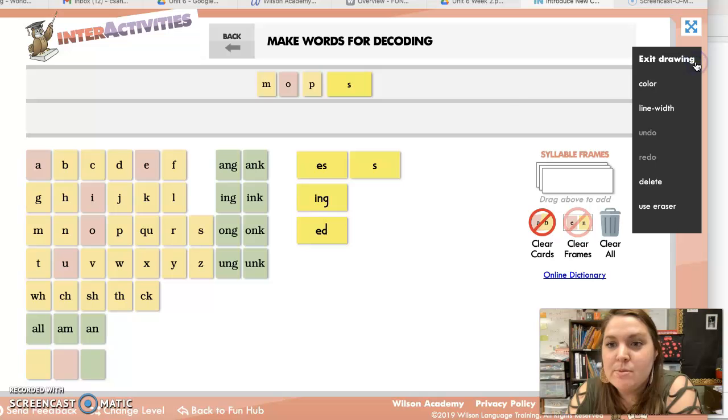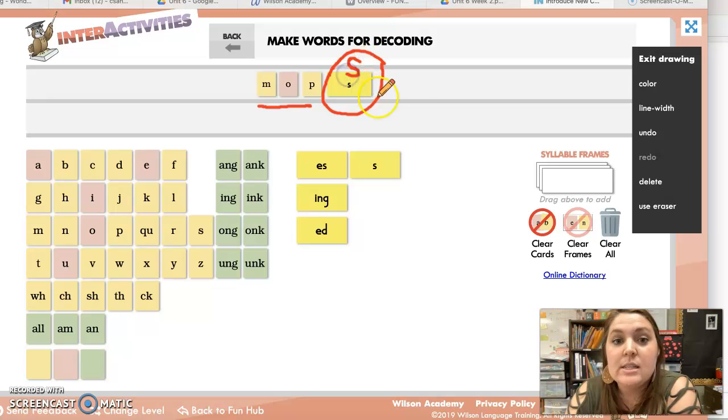All right, let's see. How do I need to mark up this word? What is our base word? Our base word is mop. So I underline my base word. What is my suffix? My suffix is S, so I circle my suffix S. Now let's listen to this word. Mops. What's the S say? The S says S. So do I write an S or a Z above it? An S, because S normally says the S sound. Sometimes it can say the Z sound though, right?